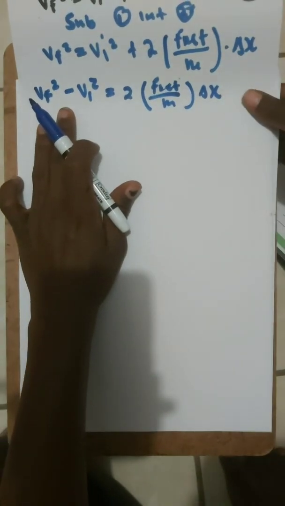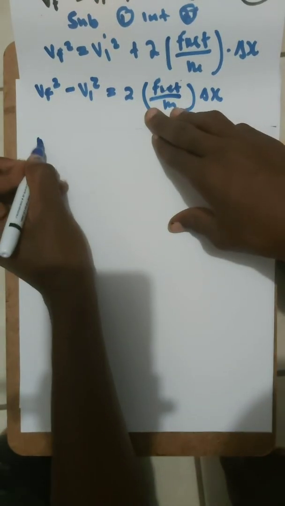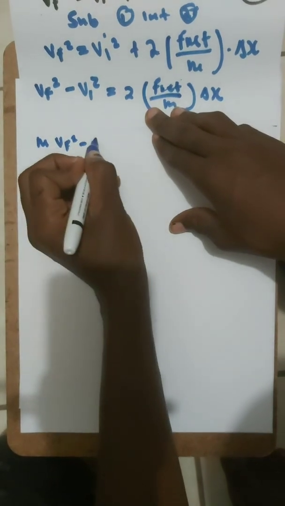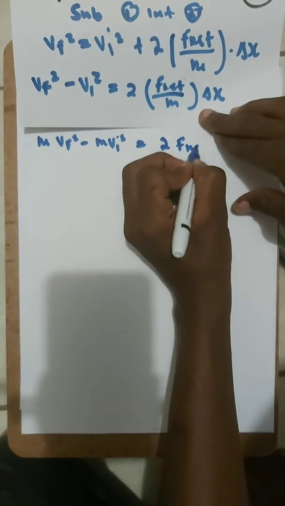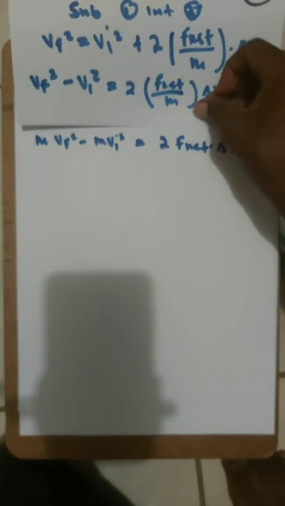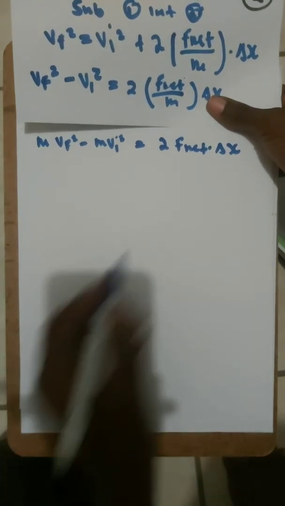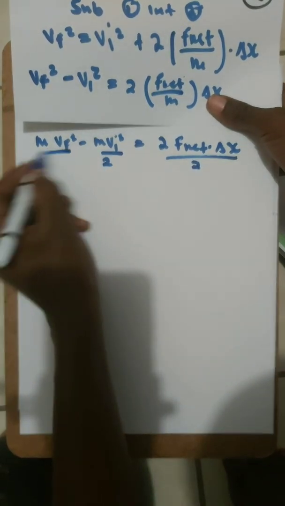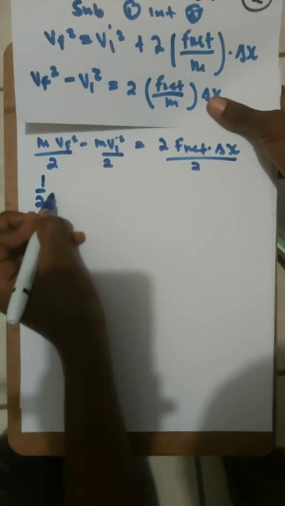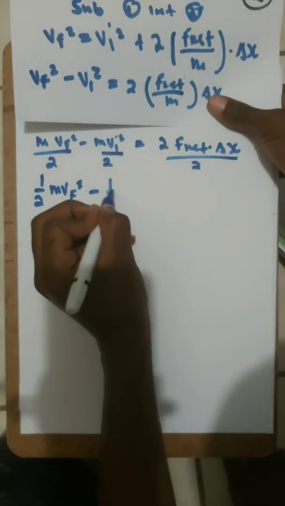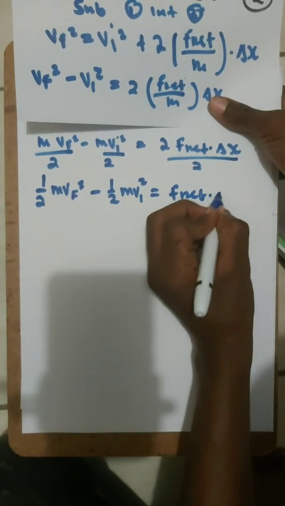Then from this equation, I can multiply the whole equation by mass. So M Vf squared minus M Vi squared, and when I multiply by mass here, the mass cancels and we have 2 F net multiplied by delta X. Then I can divide everything by 2. Basically, this is the same as 1 over 2 m Vf squared minus 1 over 2 m Vi squared, and it becomes F net multiplied by delta X.